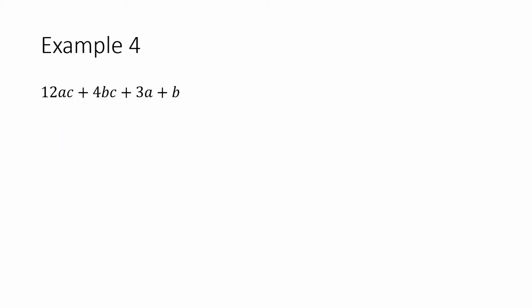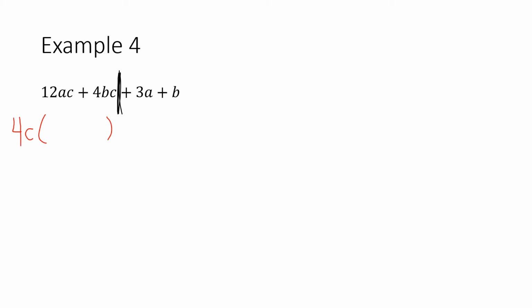All right, we're going to try one more. 12ac plus 4bc plus 3a plus b. So again, we see 4 terms here. We're going to split it right down the middle, grouping the first 2 together and grouping the last 2 together. In the first half, we're going to look at this and take out the greatest common factor. I see a 12 and a 4. 12 and 4 are both divisible by 4. And I also notice that both of these terms have a c. So I'm going to bring 4c to the very front.